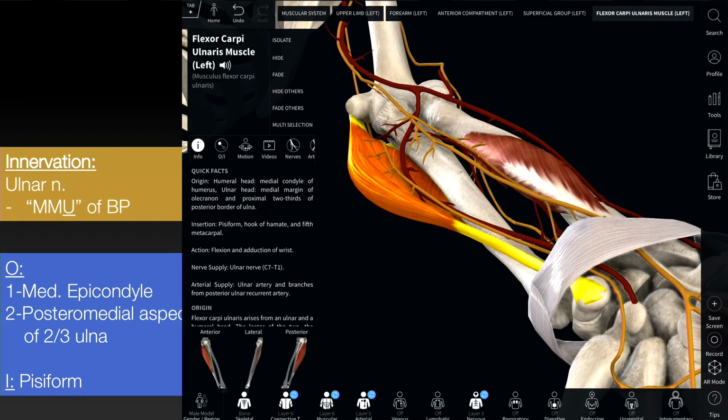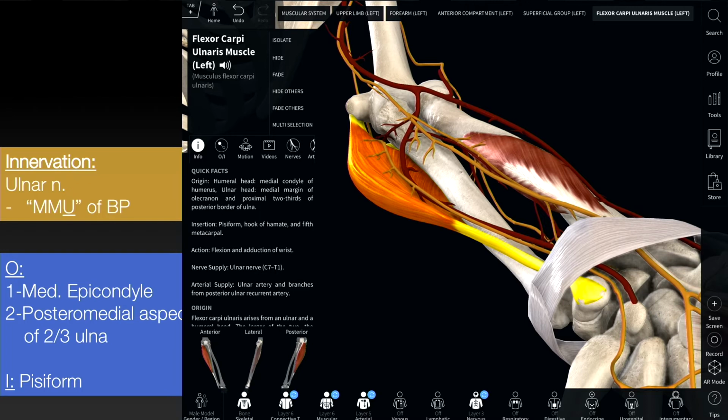Here's a slightly different view. So the bone closest to you looking at this screen is the ulna. You can see the muscle arising from the posterior aspect of the ulna, maybe even the medial aspect of the ulna. There's the medial epicondyle. And it inserts on a carpal bone, specifically on the pisiform bone.